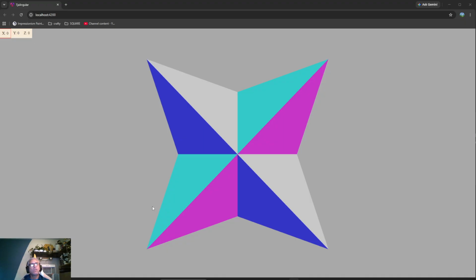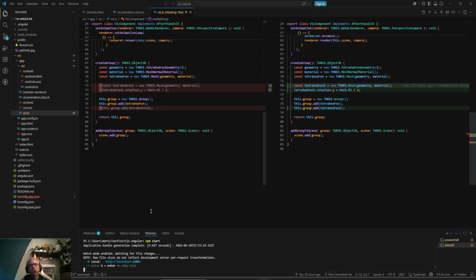This is called a star tetrahedron geometry. Basically, it's two tetrahedrons on top of each other. It's really cool.